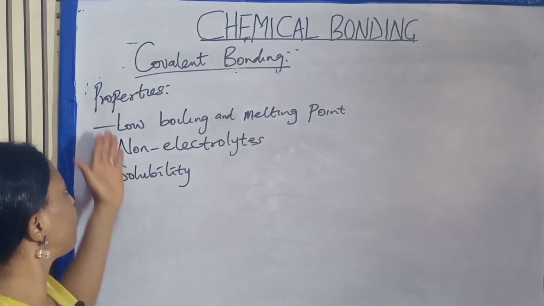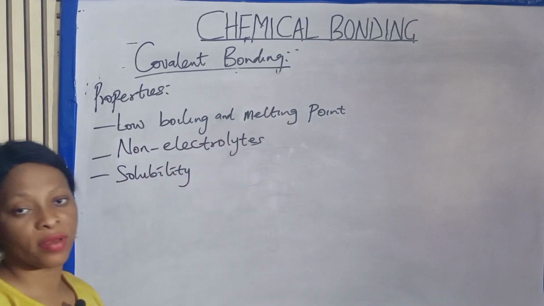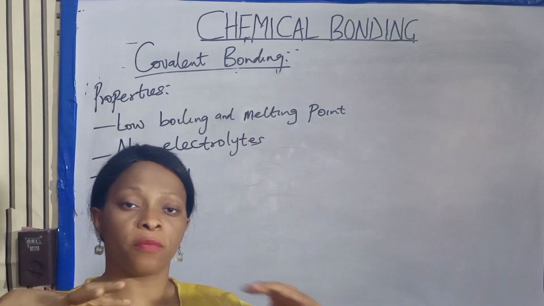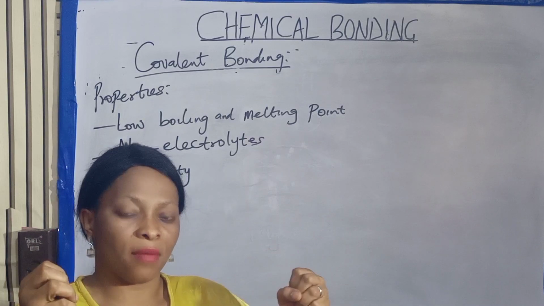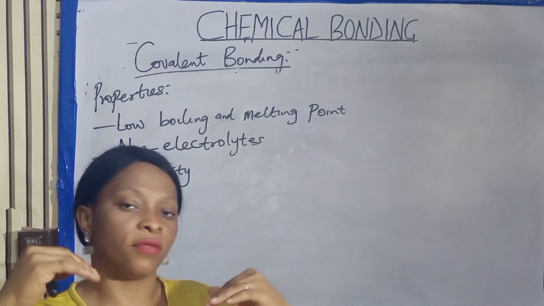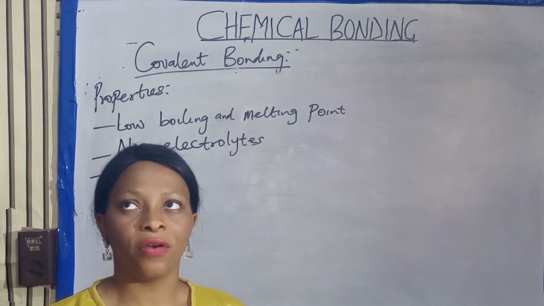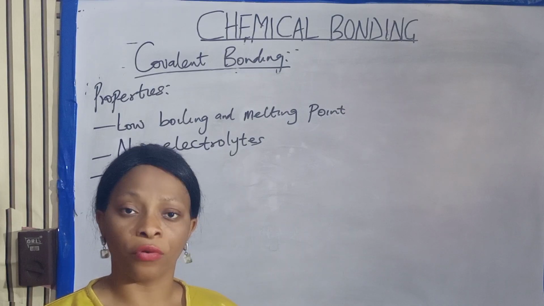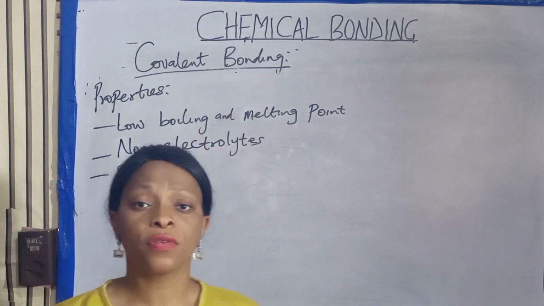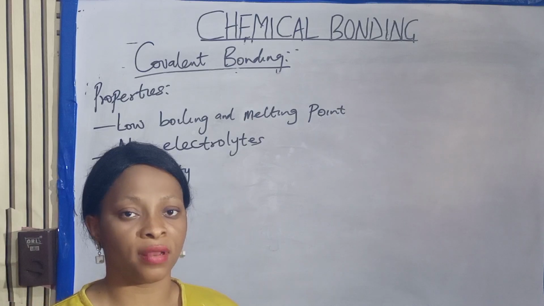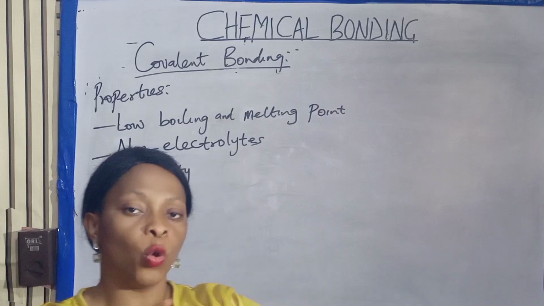Okay, so these are the properties of covalent bonding. Number one is that they have low boiling and melting points. Because the electrostatic force between them is weak, you have less energy to apply to them in order for them to attain their boiling or melting points. However, there are exceptions to that, like the family of carbon, where diamond has a high boiling point. But a majority of them have low boiling and melting points because the electrostatic force between them is low.